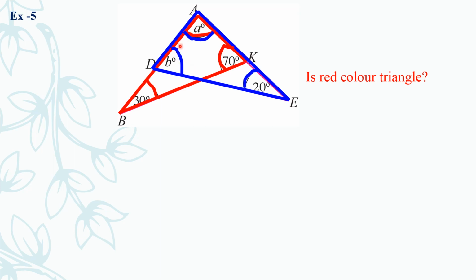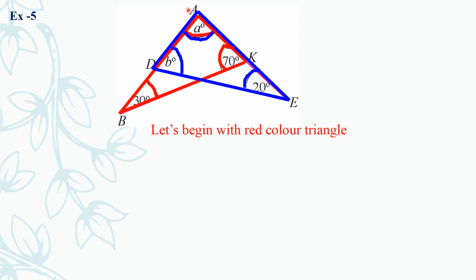So we cannot start from the blue color triangle. Let's check the interior angles of the red color triangle. In here A, 70 and 30. Yes, now we can see there's only one unknown term. So we can start from the red color triangle.